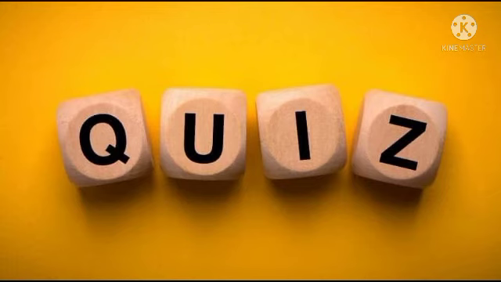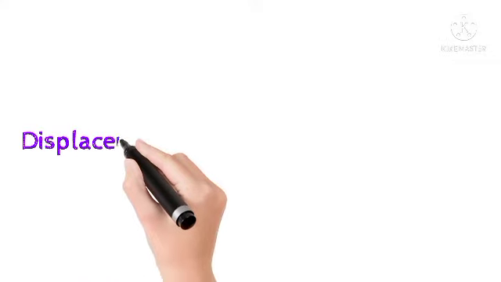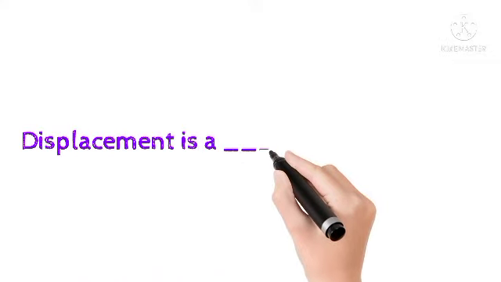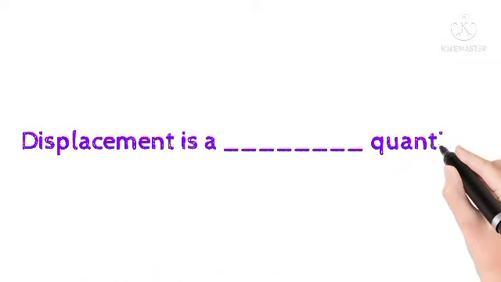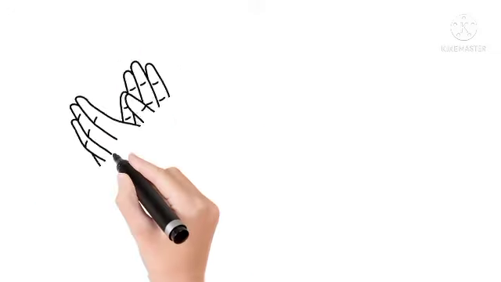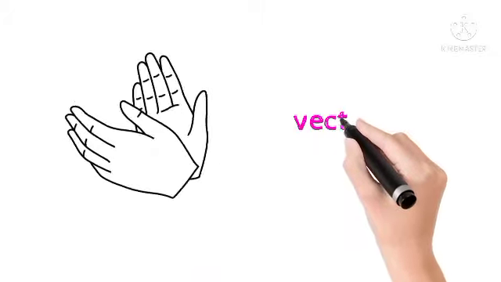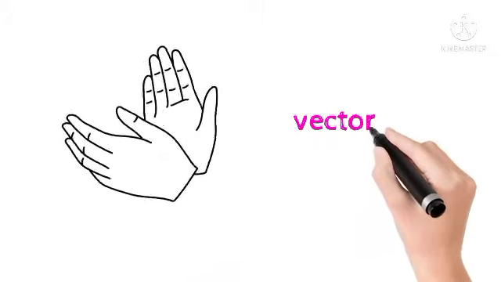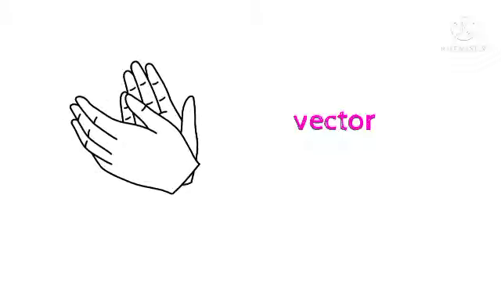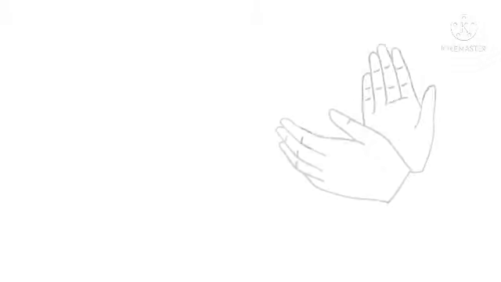Okay students, let's have a small quiz on the topics which we had learnt in this class. The first question is, displacement is a dash quantity. Yes, my dear children, your answers are correct. Displacement is a vector quantity because it denotes both magnitude and direction.